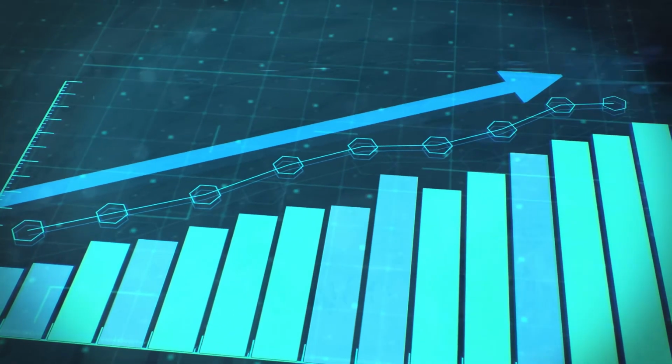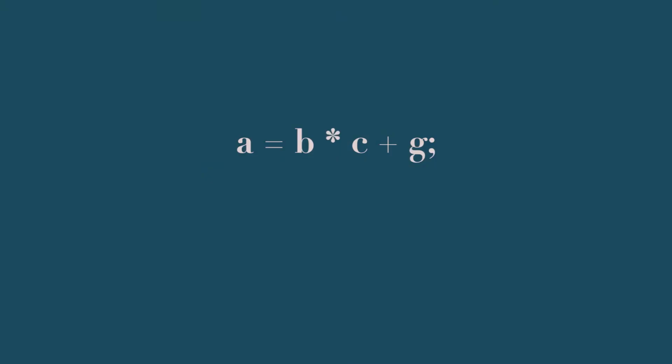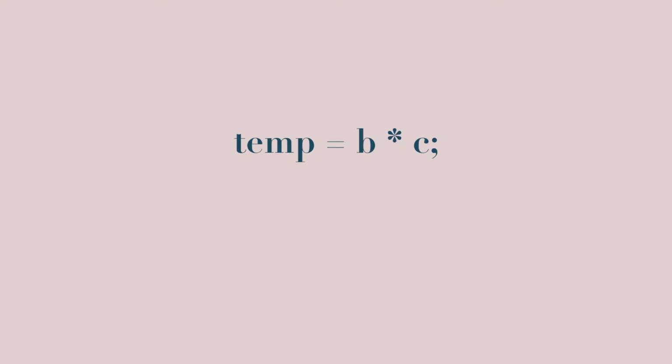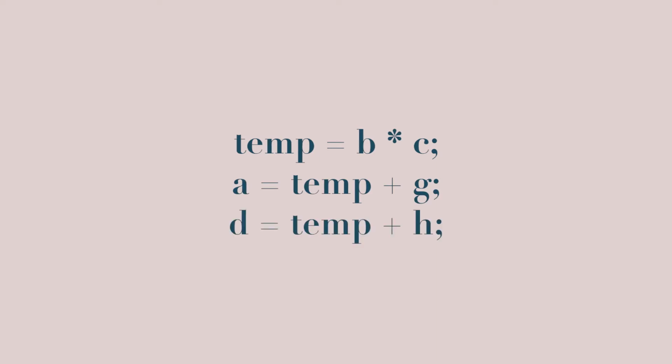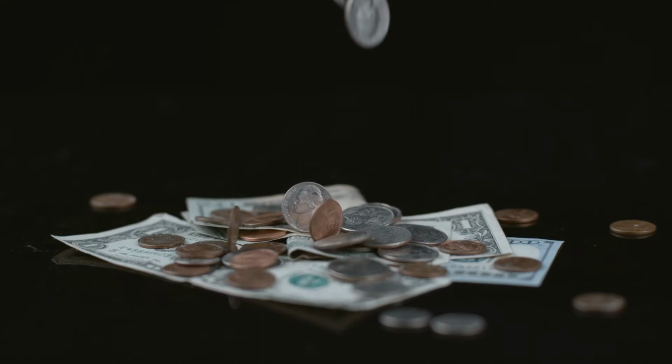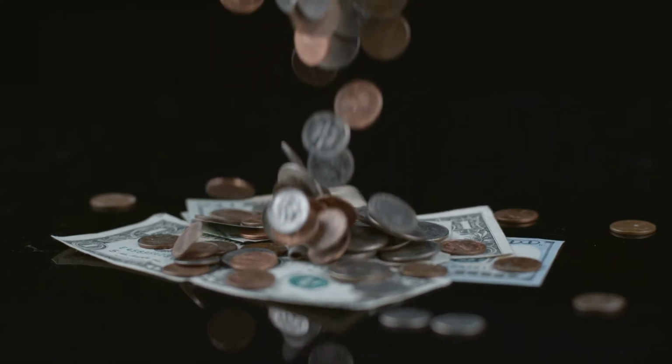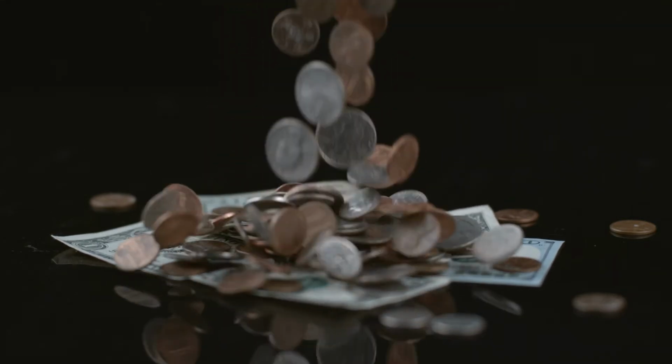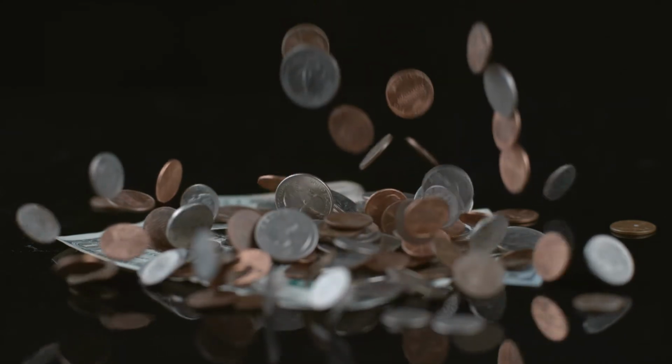For instance, we have two equations with a common calculation, b multiplied by c, that occurs in both equations. It would be worthwhile to save b multiplied by c in a temporary variable, since the cost of storing and retrieving the temporary variable is less than the cost of calculating the multiplication of b and c twice.